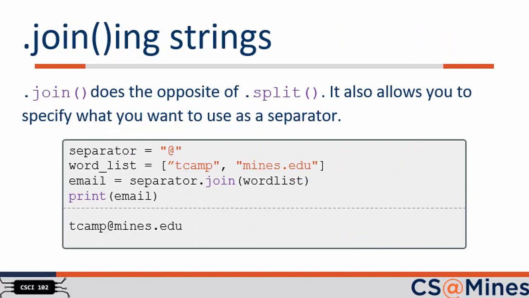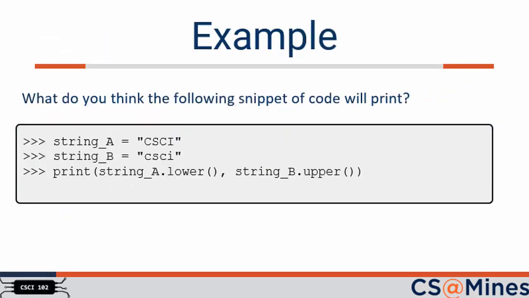The join function does the opposite of split. In addition, join allows you to specify what you want to use as a separator between the strings being joined. In this example, we create a variable for the @ symbol. We then call join on the variable used as a separator. We then pass in the list of strings that we would like to join into one continuous string. We note that we are just using 2 words in this example. The join function can take any number of strings in a list with a defined separator.